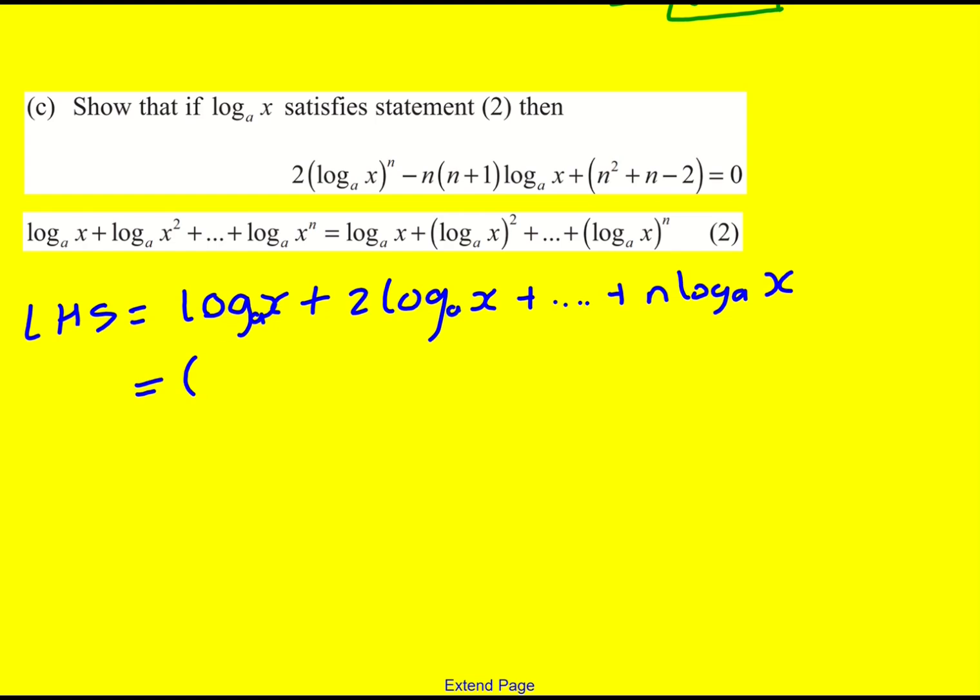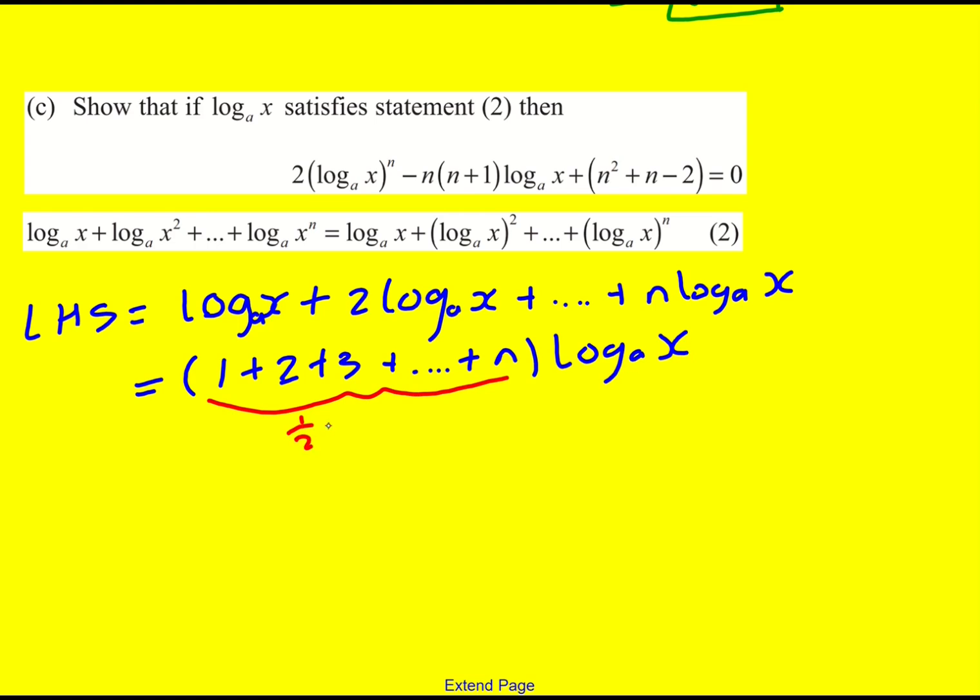I can factorize out the log to base a of x, and then it's going to be 1 plus 2 plus 3 up to n. Now, this is actually an arithmetic series that is just worth knowing the formula for, because it's the triangle numbers 1, 3, 6, 10, and so on. It's a half n, n plus 1. Very useful for counting up your first n whole numbers incredibly quickly. Say 1 to 100, which is going to be a half times 100 times 101, 50 times 101, 5050.